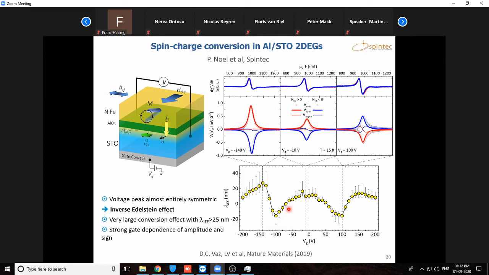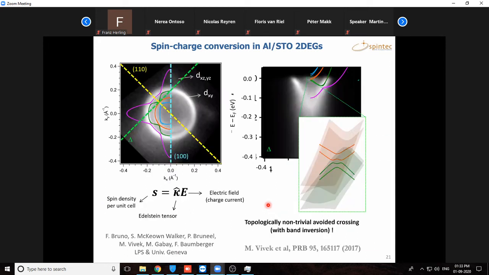So it looks a bit messy, with several crossings changing sign along the gate voltage, but with some peak values that are quite large, around 30 nanometer, or above 25 nanometer at least, so much larger than in the case of STO LAO. So with our collaborators in Geneva and Halle, there was the extraction from ARPES of the band structure of this STO aluminum sample at similar carrier densities.